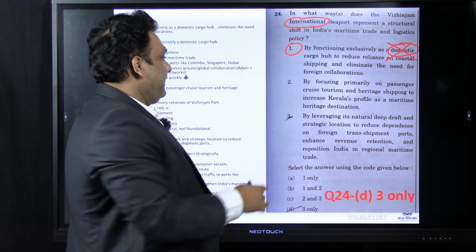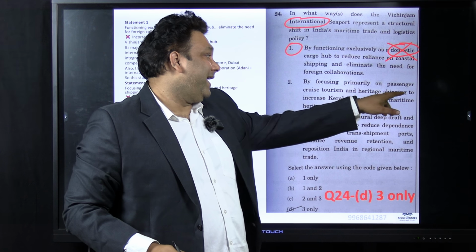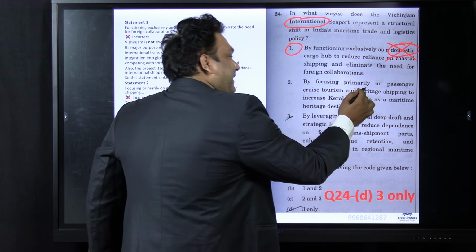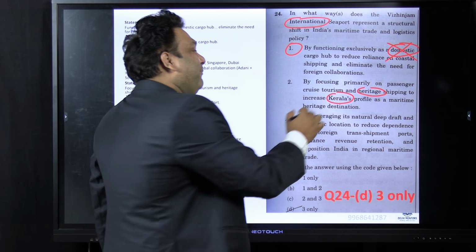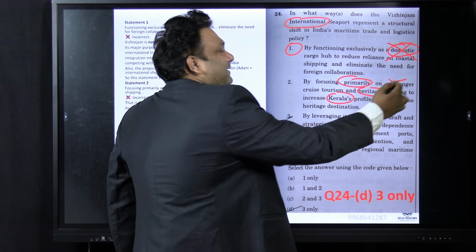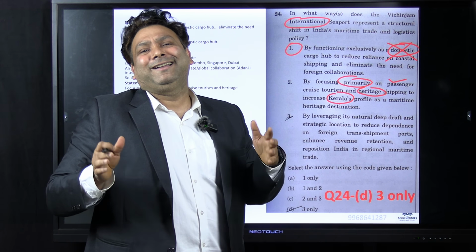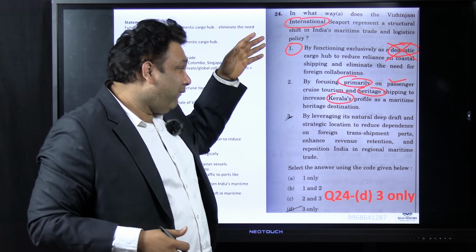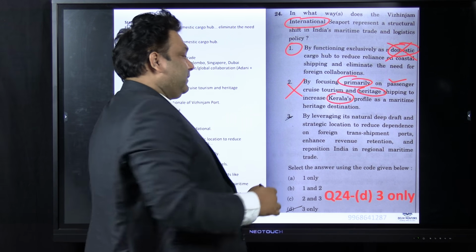Okay. Next, by focusing primarily on passenger cruise tourism and heritage shipping to increase Kerala's profile. See, heritage and Kerala, okay, somewhat they sync with each other, but it is saying primarily passenger. So if you are building such a big port, and when you are talking about the Great Andaman project, then why the hell you will focus only on passenger? So again this is a wrong statement.